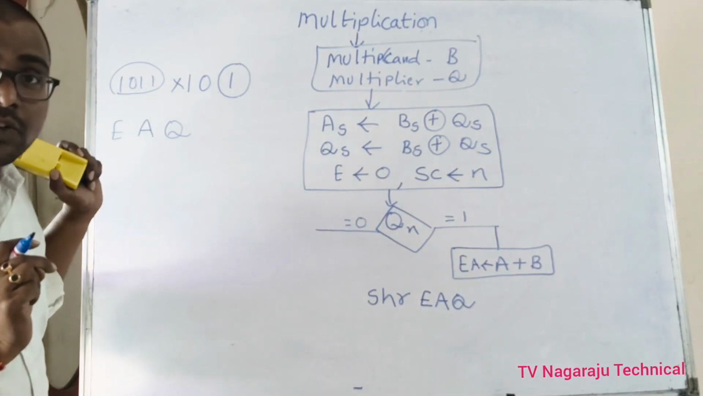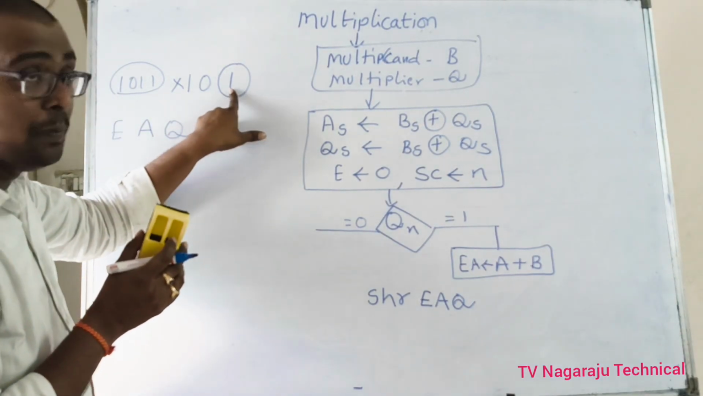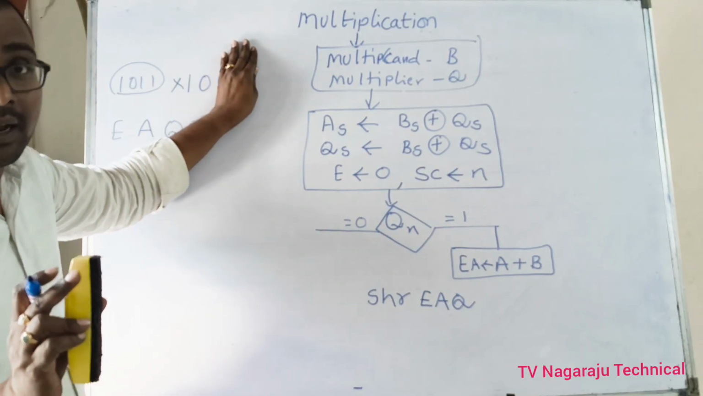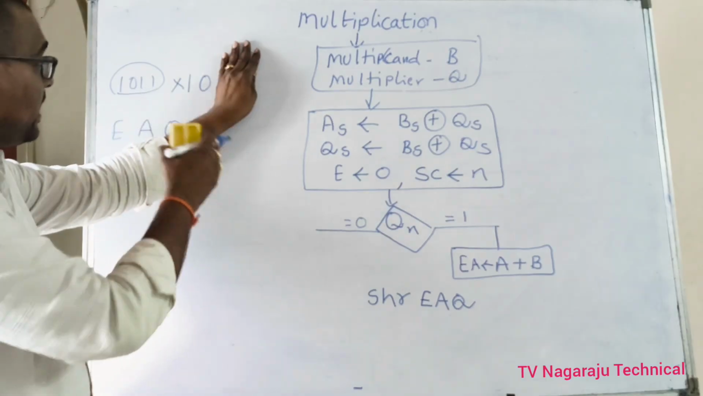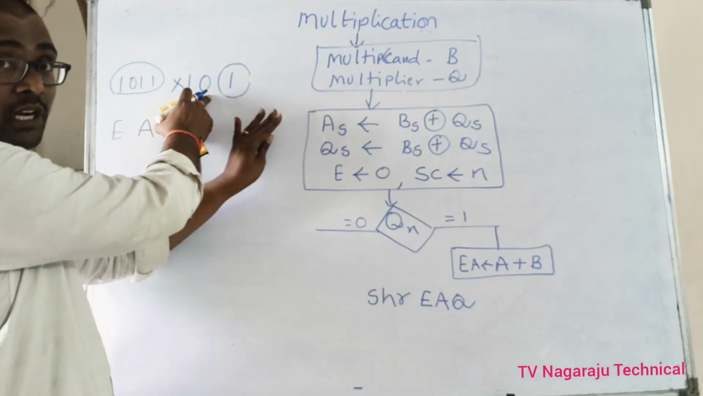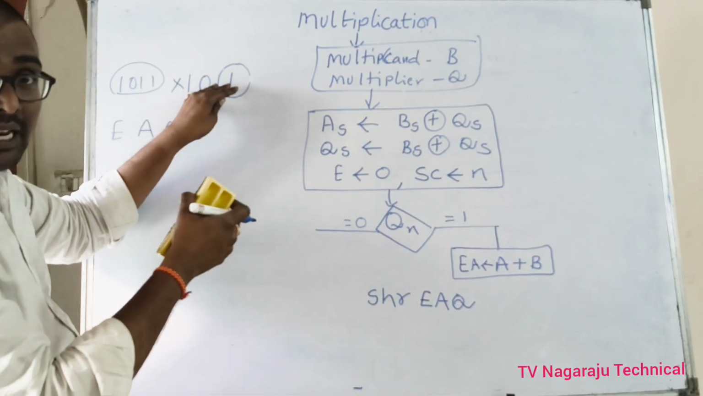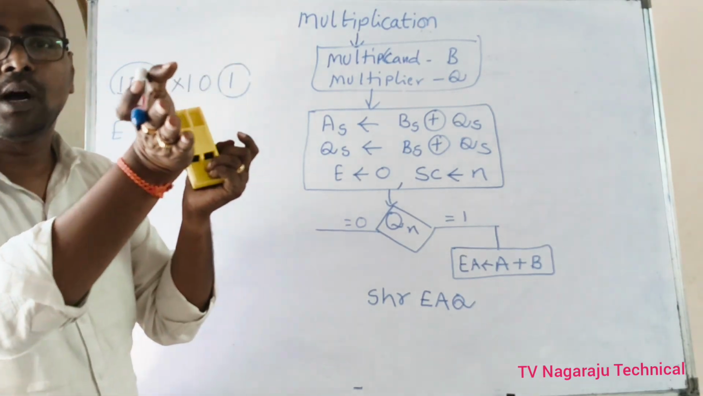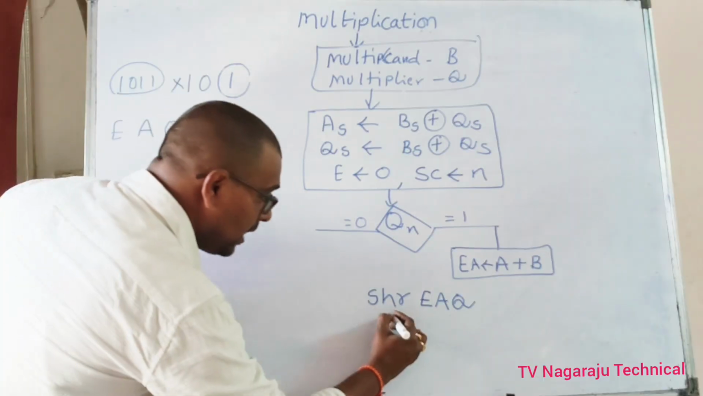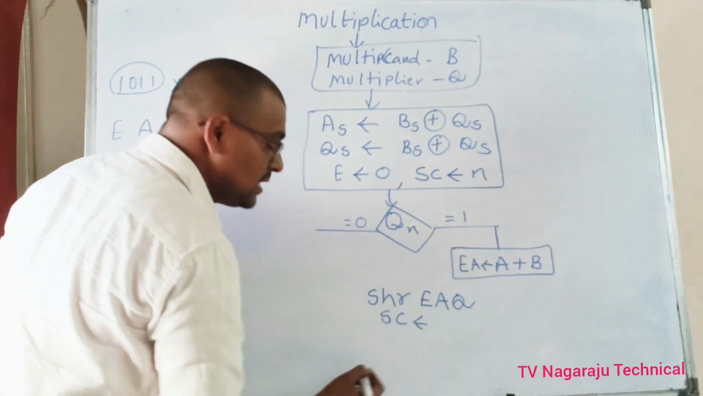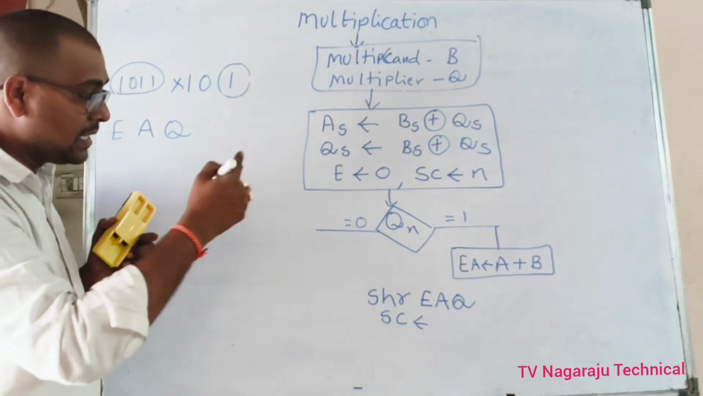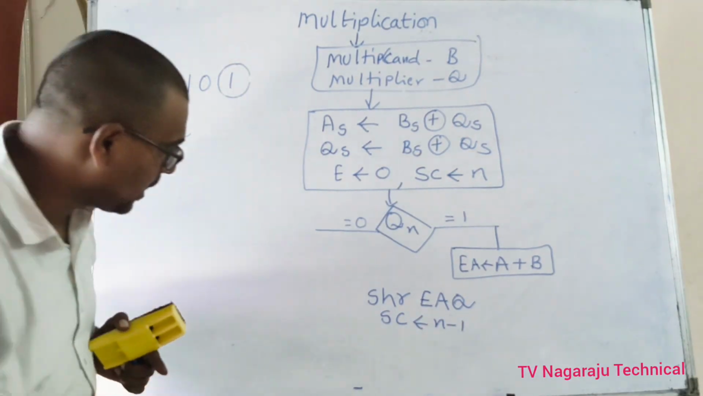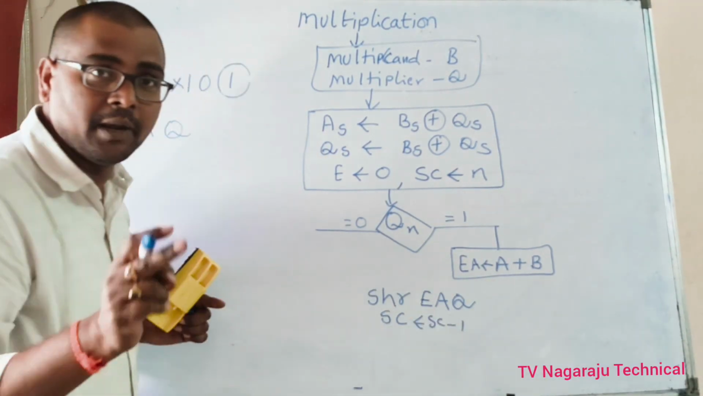What happened after the shift right operation? The last bit is lost. For one shift right operation, we lose the last bit, that is the LSB. In the next iteration, this is the LSB bit and we are checking this one. Simply, the partial product is shifted towards the Q also. And the SC value is decremented by 1. In each and every iteration, the SC value is decremented by 1.